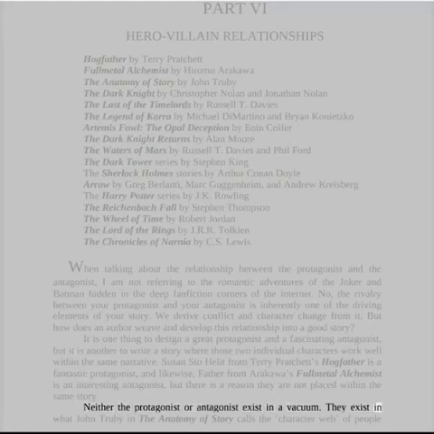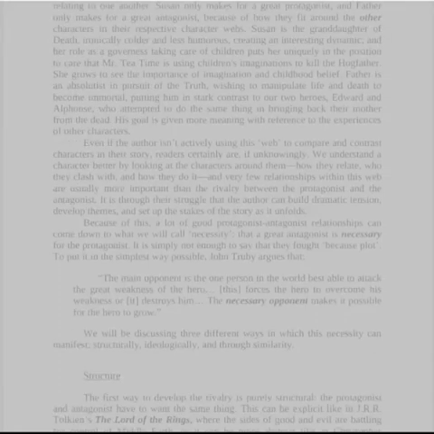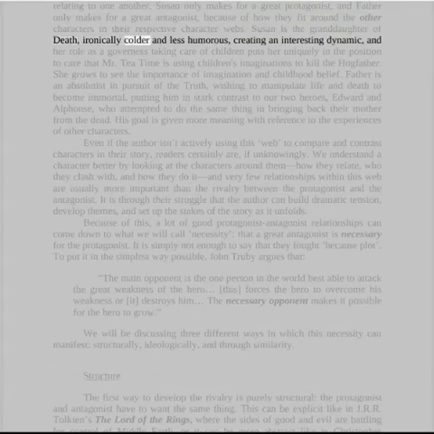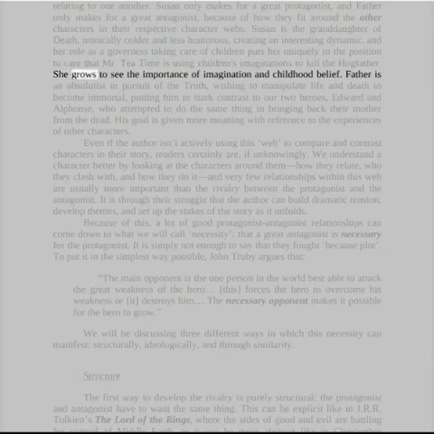They exist in what John Truby in The Anatomy of Story calls the character web of people relating to one another. Susan only makes for a great protagonist, and Father only makes for a great antagonist, because of how they fit around the other characters in their respective character webs. Susan is the granddaughter of Death, ironically colder and less humorous, creating an interesting dynamic, and her role as a governess taking care of children puts her uniquely in the position to care that Mr. Teatime is using children's imaginations to kill the Hogfather. She grows to see the importance of imagination and childhood belief.